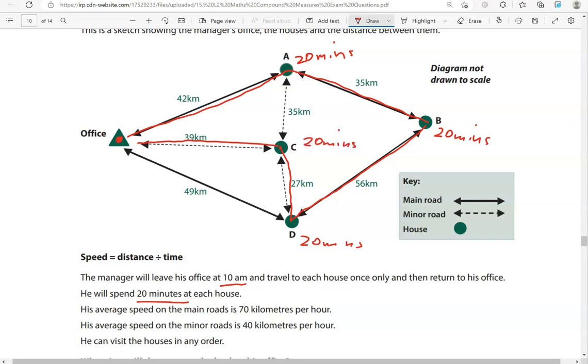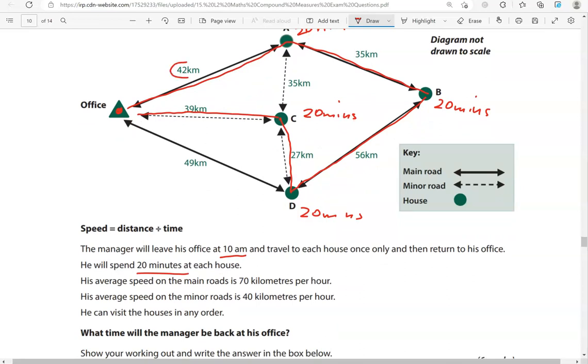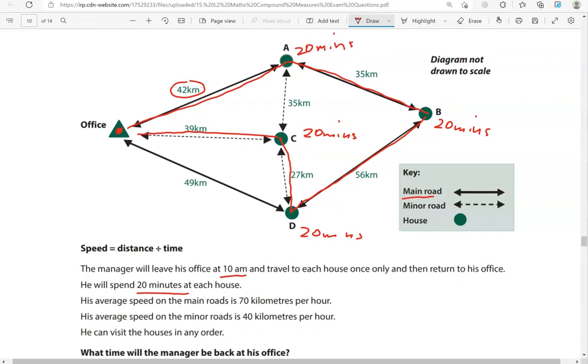Let's start from the office to A. That is 42 kilometers. That's on the main road. As you can see, the arrows are in bold. So actually what we can do is work it out from the office to A, B and D, because these are main roads. So we can add 42 and 35 and 56.